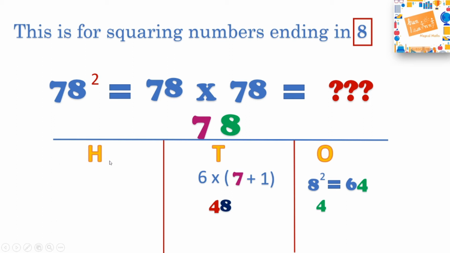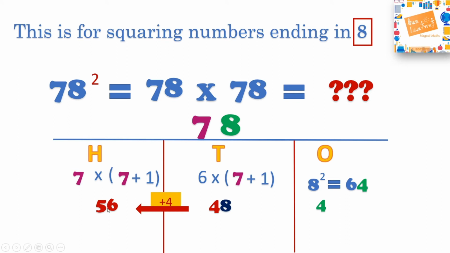But first let's compute the hundreds place, which is the number in the tens place multiplied by the number after the number in the tens place. So that is 7 multiplied by 8, which is equal to 56. Now the 4 in the tens place here needs to be carried forward to the hundreds place.